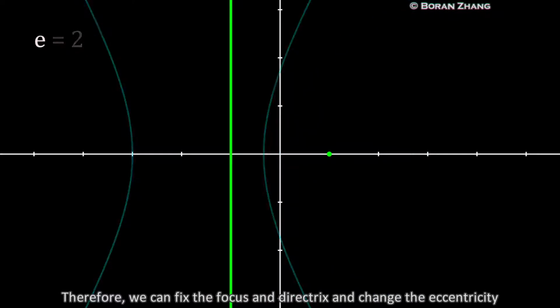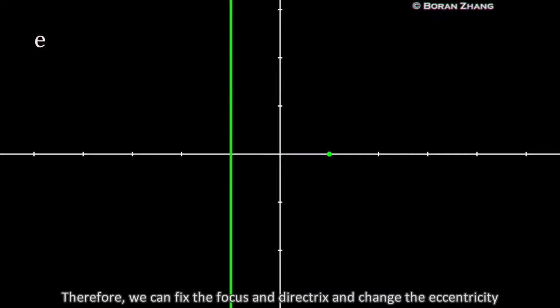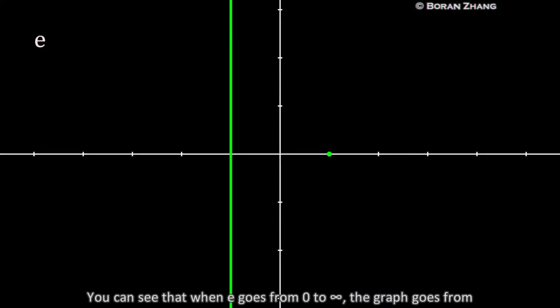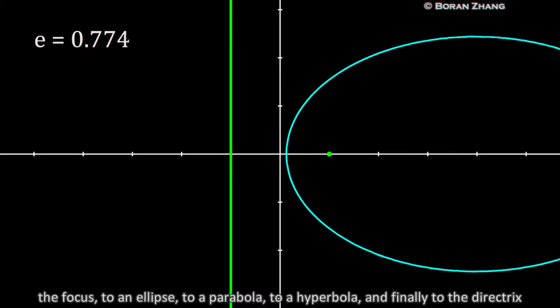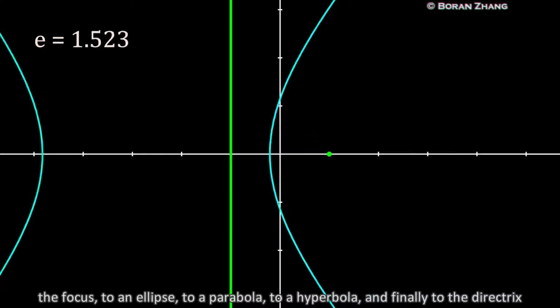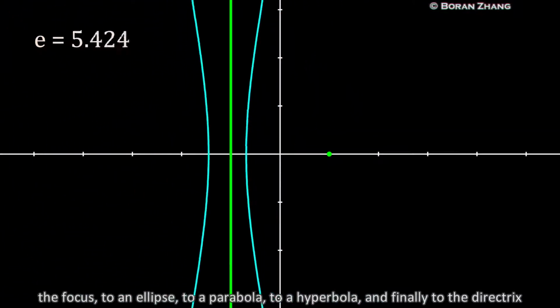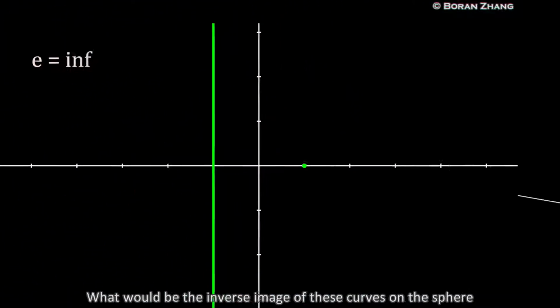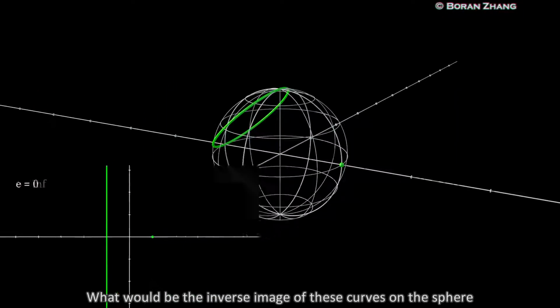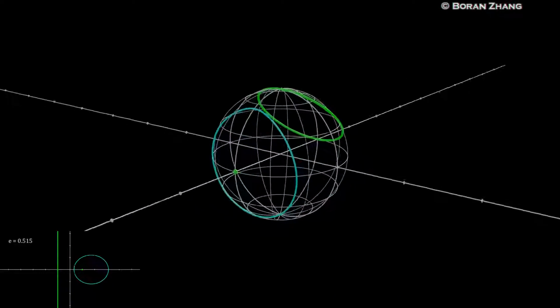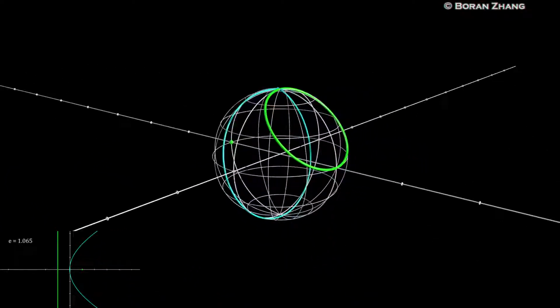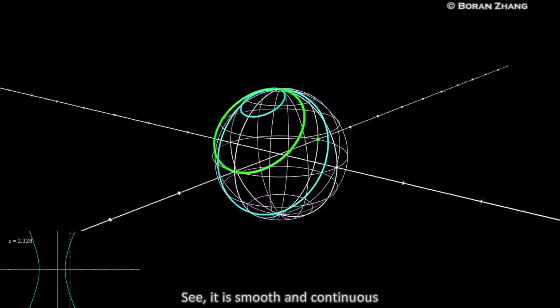Therefore, we can fix the focus and directrix and change the eccentricity. You can see that when e goes from 0 to infinity, the graph goes from the focus to an ellipse, to a parabola, to a hyperbola, and finally to the directrix. What would be the inverse image of these curves on a sphere? See, it is smooth and continuous.